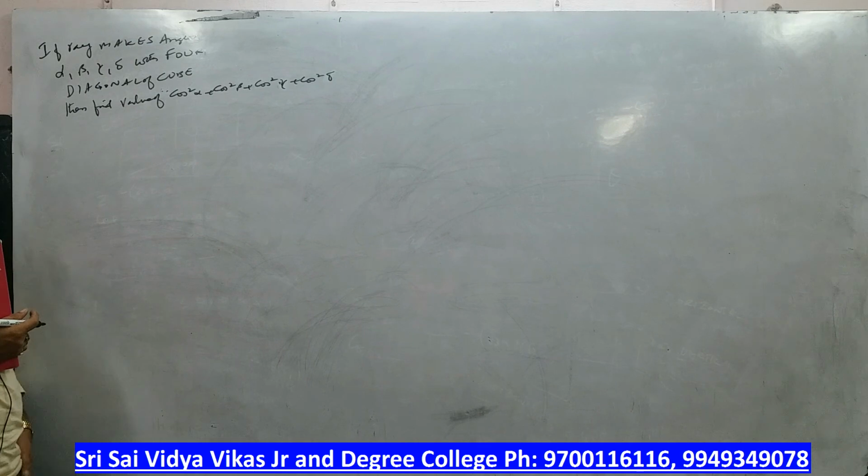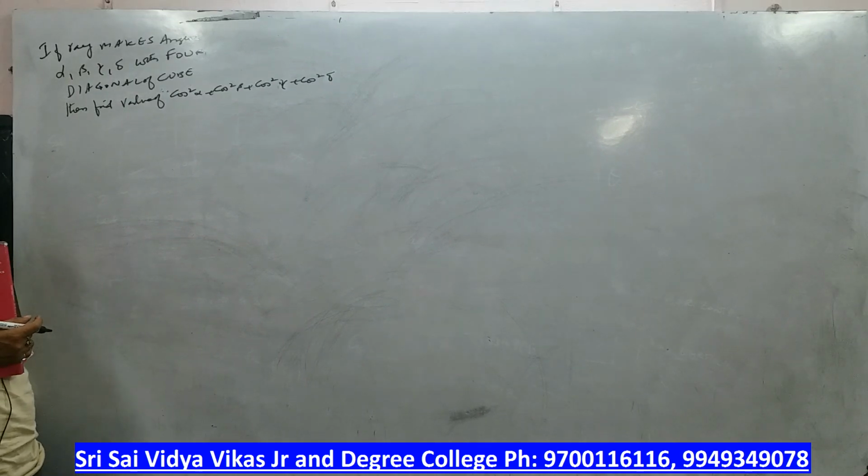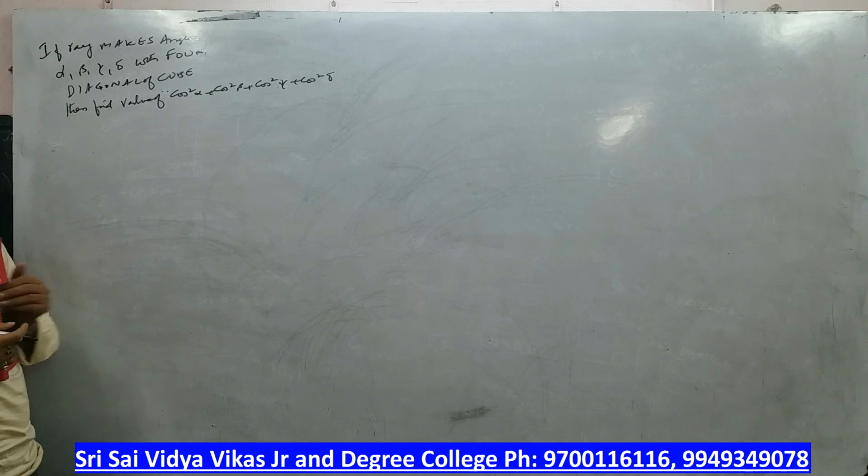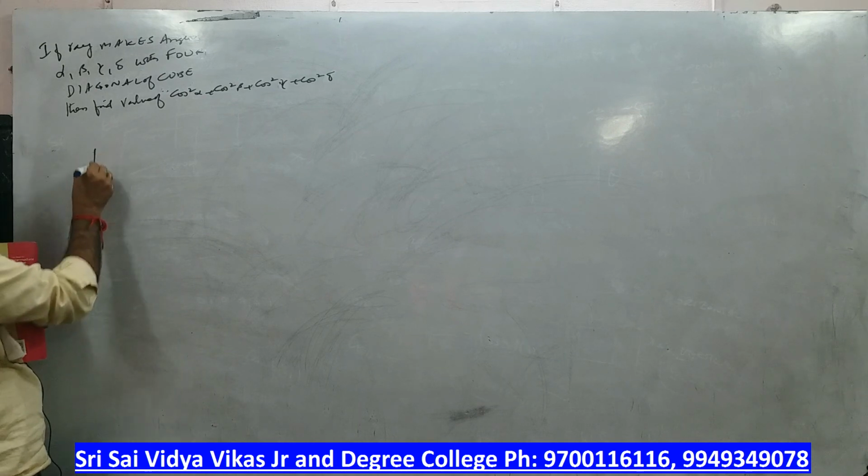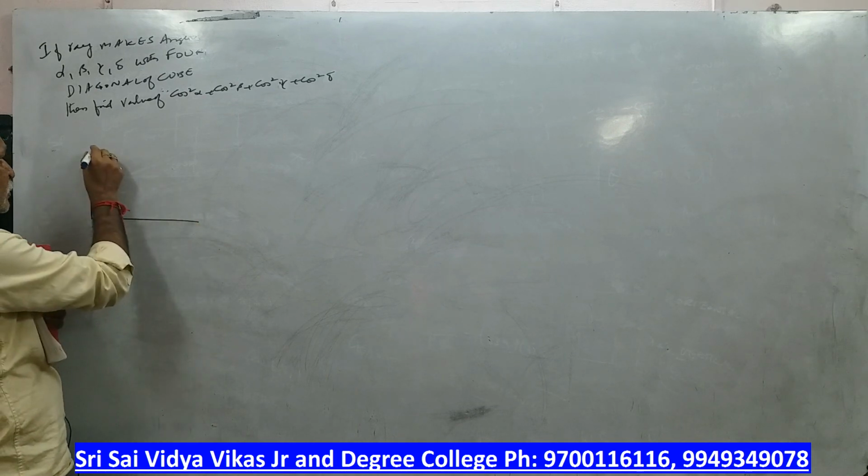If a ray makes angles alpha, beta, gamma, delta with the 4 diagonals of a cube, then find the value of cos square alpha plus cos square beta plus cos square gamma plus cos square delta. Now I am drawing a cube again. Look at this problem.